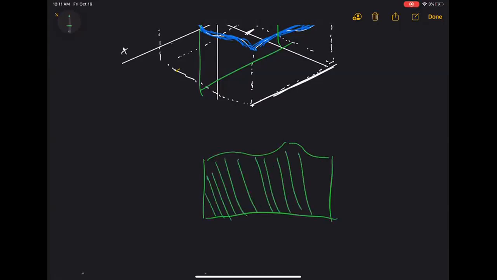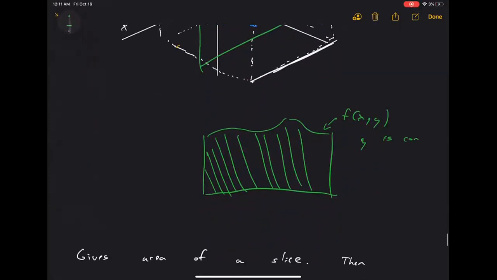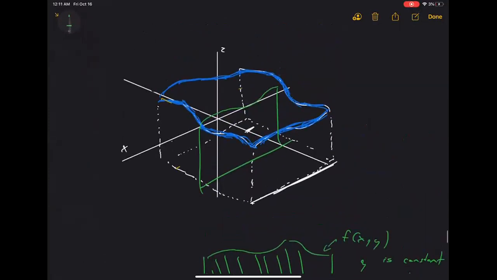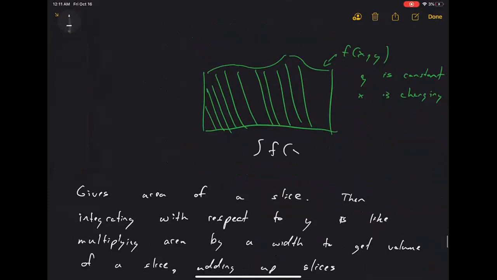I know how to describe the top of this slice. It's my function f of x, y, where y is constant and x is changing, right? Because I'm taking a slice through y, so my y is the same in this whole slice, and my x is changing. So this top is described by a multivariable function, but when I hold y constant, it becomes a function of a single variable. And so I could talk about the area of this. What is the area of that? The area of this slice would be the integral of f of x, y, where I'm holding y constant, from a to b of dx. So this gives me the area of my slice.